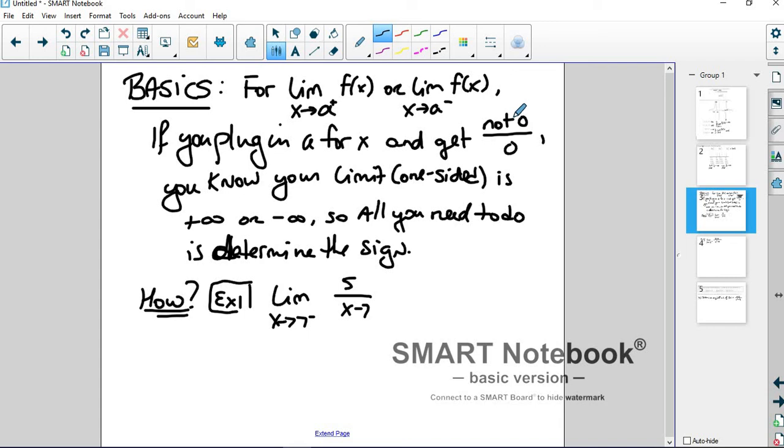However, if you get 4 over 0, 7 over 0, -3 over 0, then you know it's going to be, again, one-sided wise anyway, plus or minus infinity. So all you need to do is determine the sign. So let me show you what I mean by that.